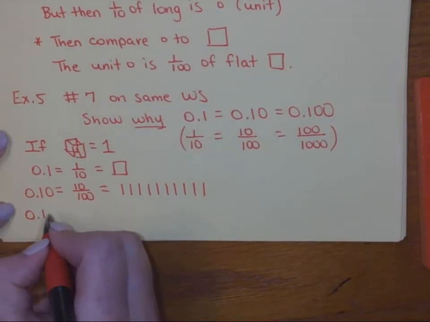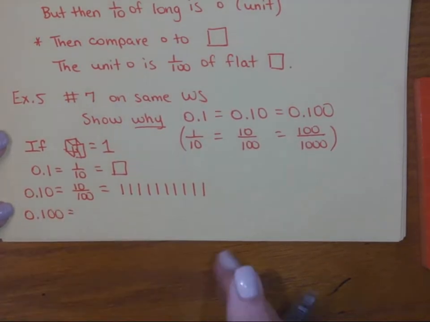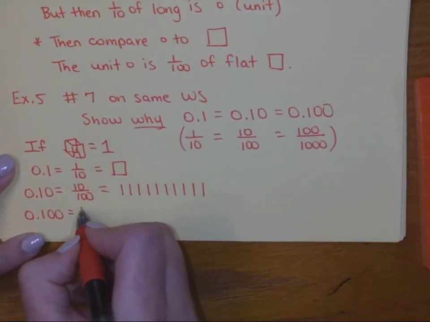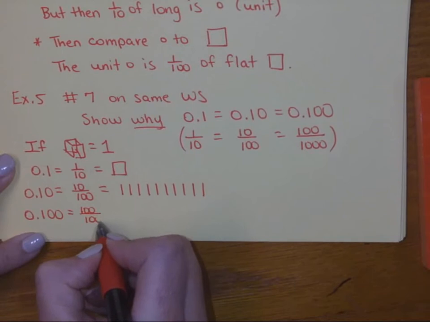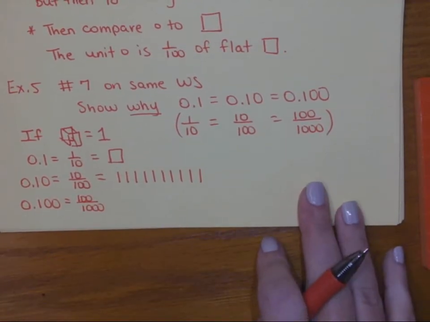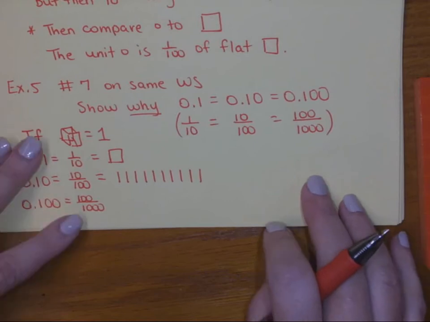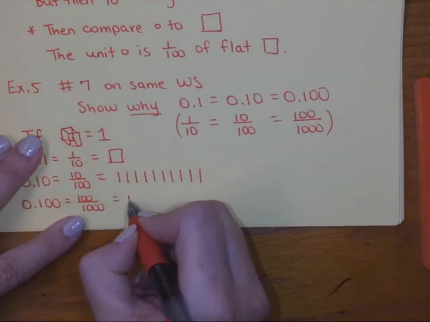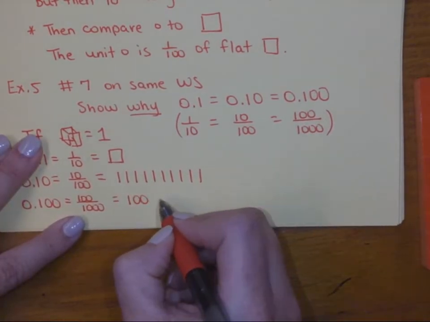And then last but not least, I've got 0.100, and that stands for 100/1000ths. So if the cube is the whole, then the units are going to be the thousandths. So there's literally going to be 100 of these guys.